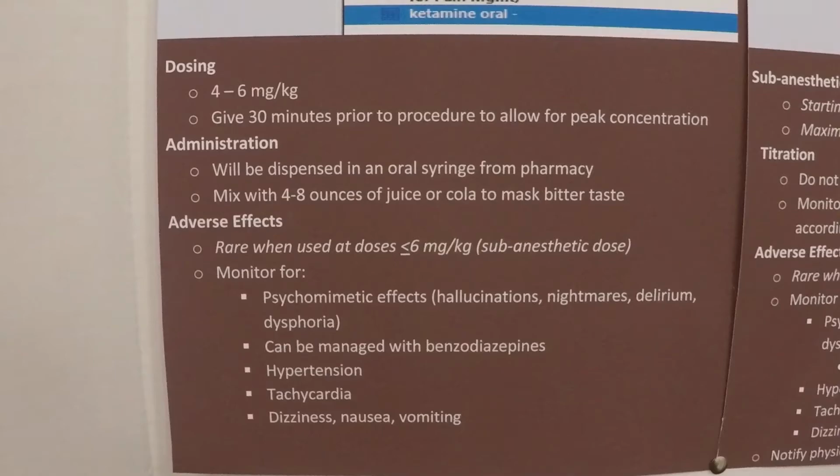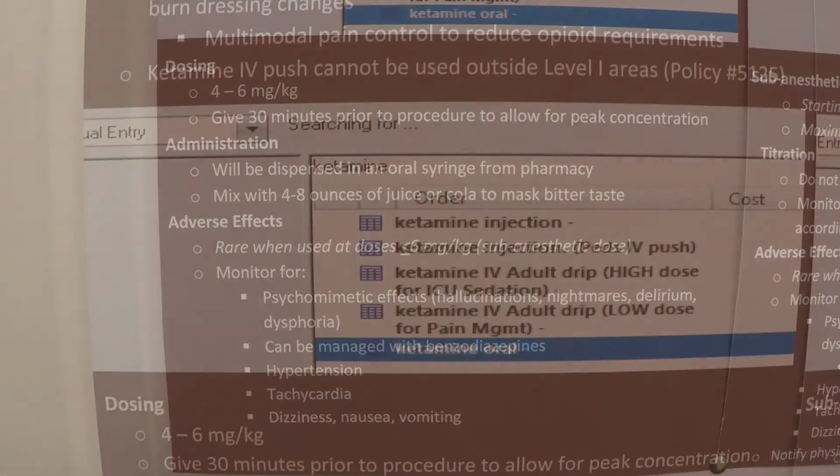So if you're looking at PO ketamine, it's a little different. There's no PO ketamine formulation. And so what we do is we take the IV ketamine and we draw it up in an oral syringe and we mix it with some juice to make it a little bit more palatable for the patient. So it's going to be administered similar to the way you administer the PRN morphine, for instance, for burn dressing changes. And to make sure that you give it at the right time so that the peak concentration is occurring during the burn dressing change.